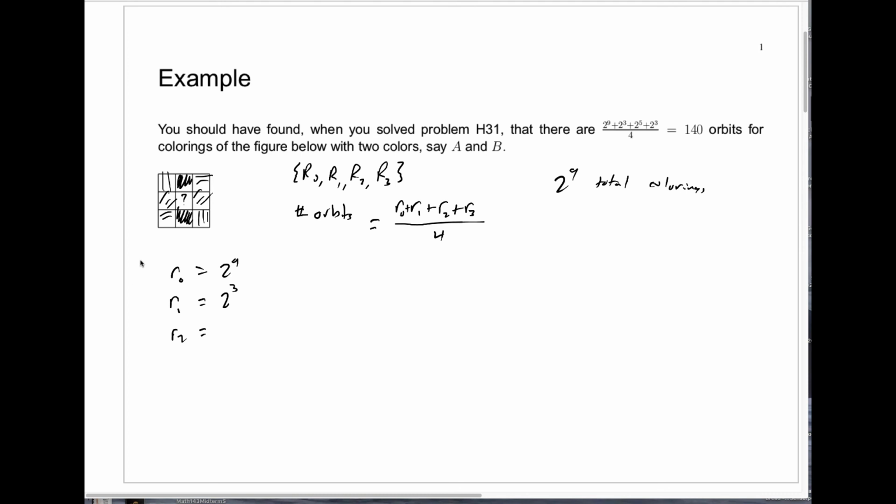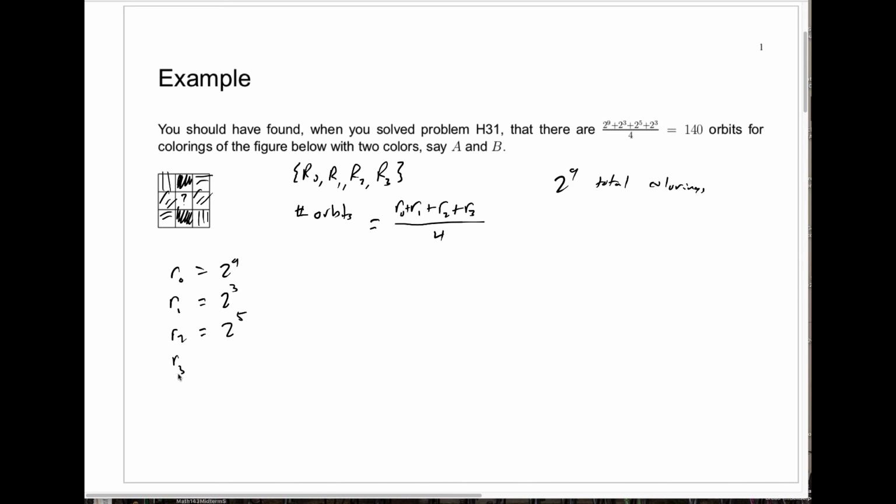You'll see we then have two choices for the upper left and lower right squares. They have to be the same as each other, but they could either both be A's or both be B's. We have two choices for the middle squares in the top and bottom row. We have two choices for the middle squares in the left and right row, two choices for these other corner squares, and two choices for the square in the middle. That's in all 2 to the 5th choices for a coloring that's invariant under the rotation R2.